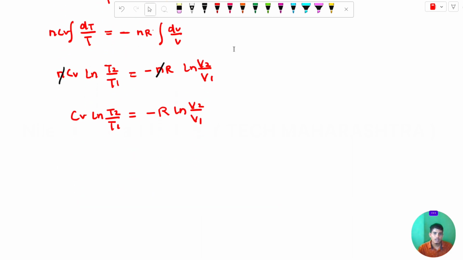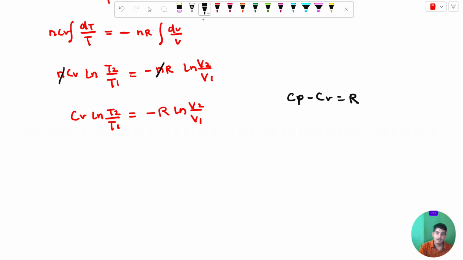Correct? Now you already know that Cp minus Cv is equal to R.